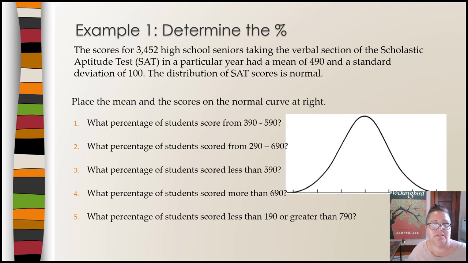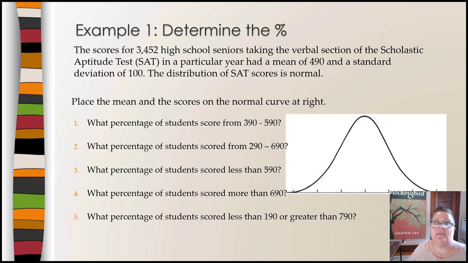The scores of 3,452 high school seniors taking the verbal section of the Scholastic Aptitude Test, SATs, in a particular year had a mean of 490 and a standard deviation of 100. The distribution of SAT scores is considered to be normal. So the first step we're going to do here is place the mean and the scores on this normal curve at the right.